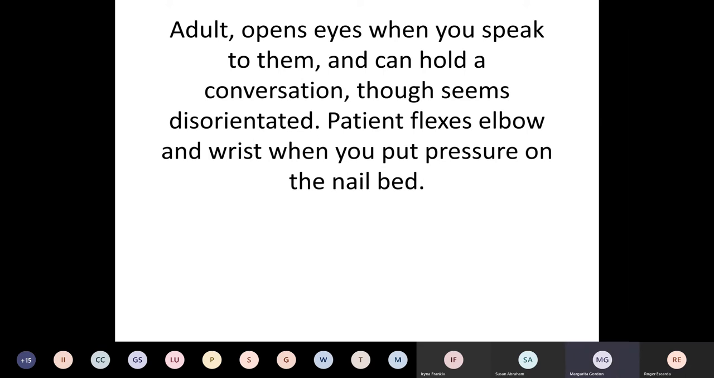And motor response. Is it three? What's the total? 11? A little too generous. 10. Okay, this is a 10. Wait, why? Okay, opens eyes to speech, that's 3. They're disoriented, that's a 4. And then this is abnormal flexion, 10. Okay.